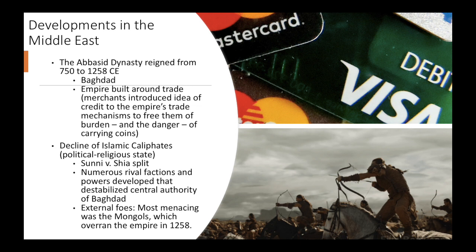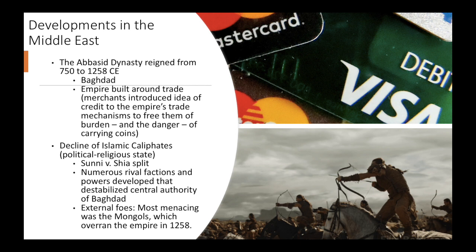Just some more context, the Abbasid dynasty built a beautiful capital at Baghdad, and the empire was built around trade, as most successful empires are usually built around trade. In the decline of the Islamic Caliphate, there were Sunni and Shia divisions. We talked about the Sunni and Shia split, which is still a major motivating force in Middle Eastern politics today, and numerous rival factions also destabilized the central authority of Baghdad.